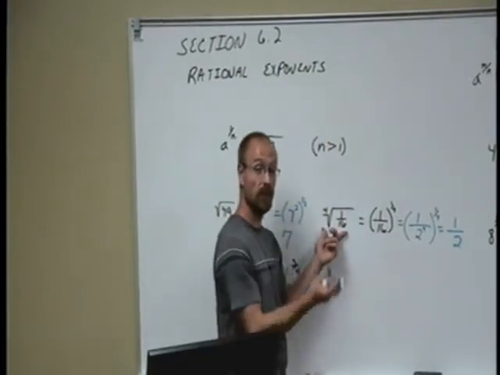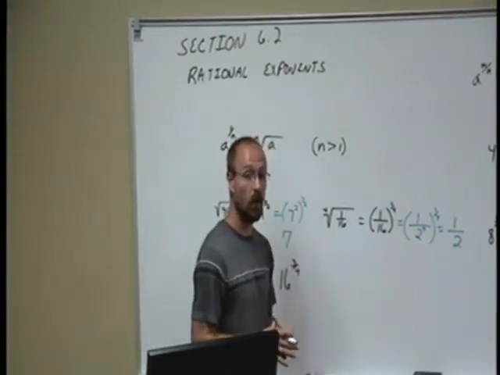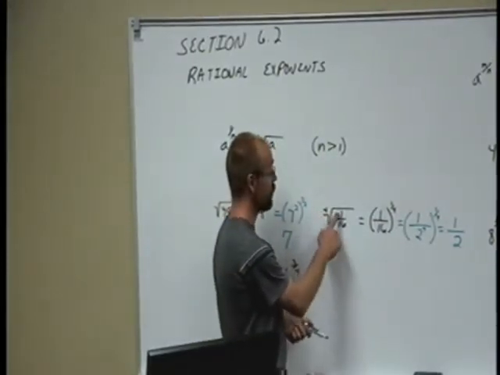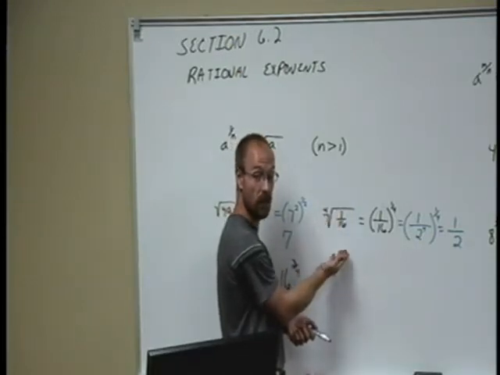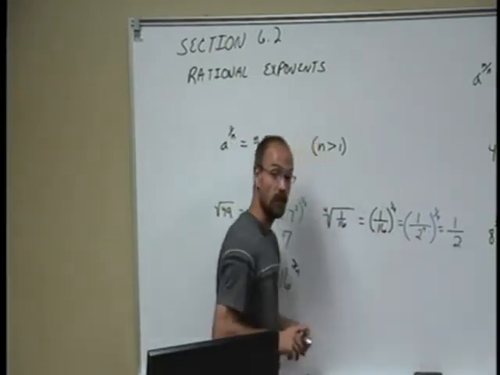The other way to do it is, if you recall in the previous section, we used the quotient rule of radicals. The 4th root of 1, the top number, is 1. The 4th root of 16 is 2, the bottom number. And we get 1 over 2, the same result.